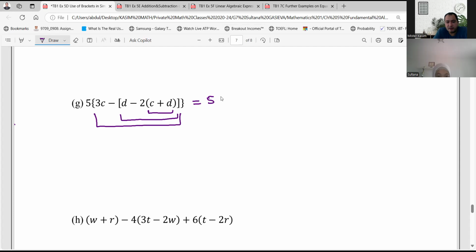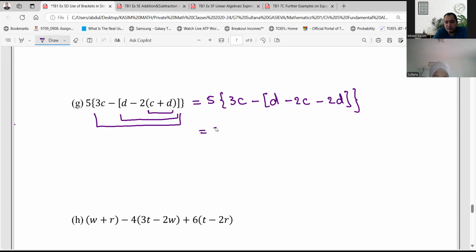So we start with the innermost parentheses. So I have here 5, let me just write a brace here, a brace here, 3C minus, here we have D. Now I'm starting with the innermost parentheses. Negative 2 times C is negative 2C. Negative 2 times D is negative 2D. Okay, we are done with the first pair.